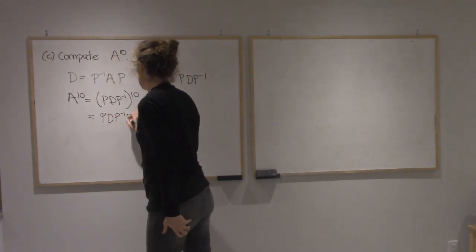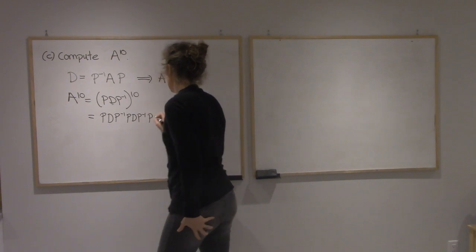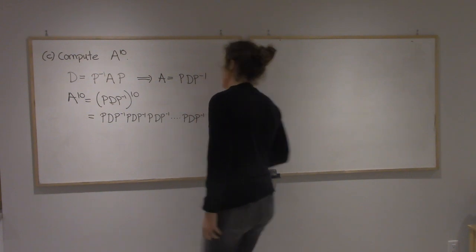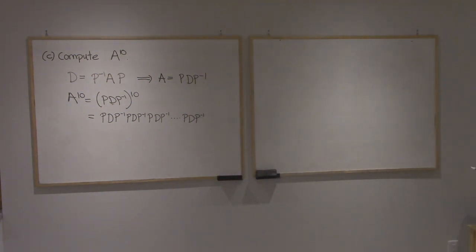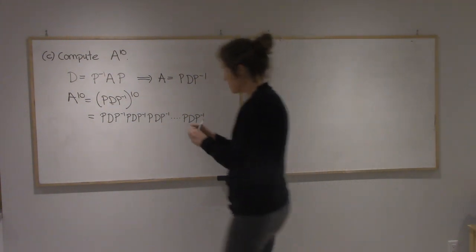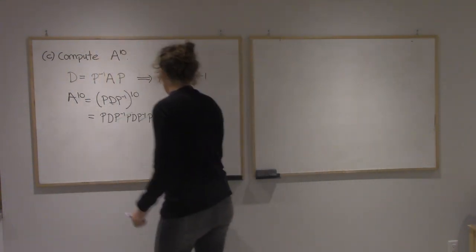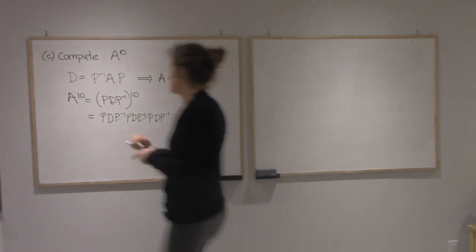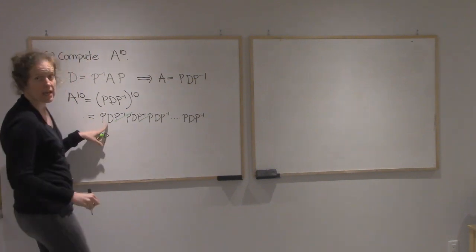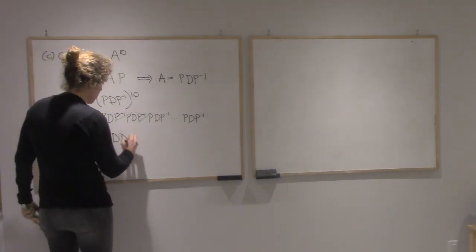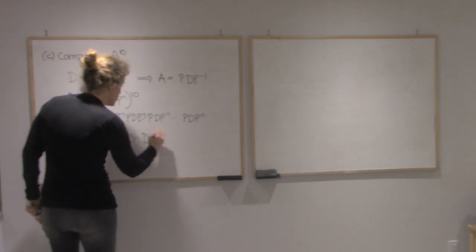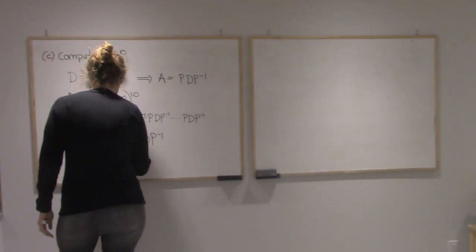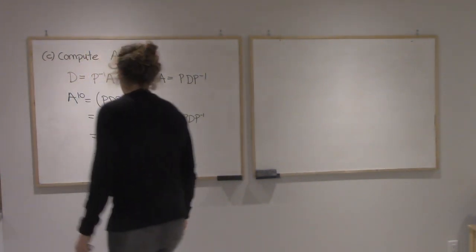But if I write this matrix next to itself a bunch of times, what I notice is that I end up with P and P inverse right next to each other. So these two would cancel, these two would cancel, and that's awesome because I end up with only one P and one P inverse left. This first one will stay, and then I'll get a bunch of D's. And then the last P inverse would stay as well. So if I put it all together, I get P, D to the 10, P inverse.